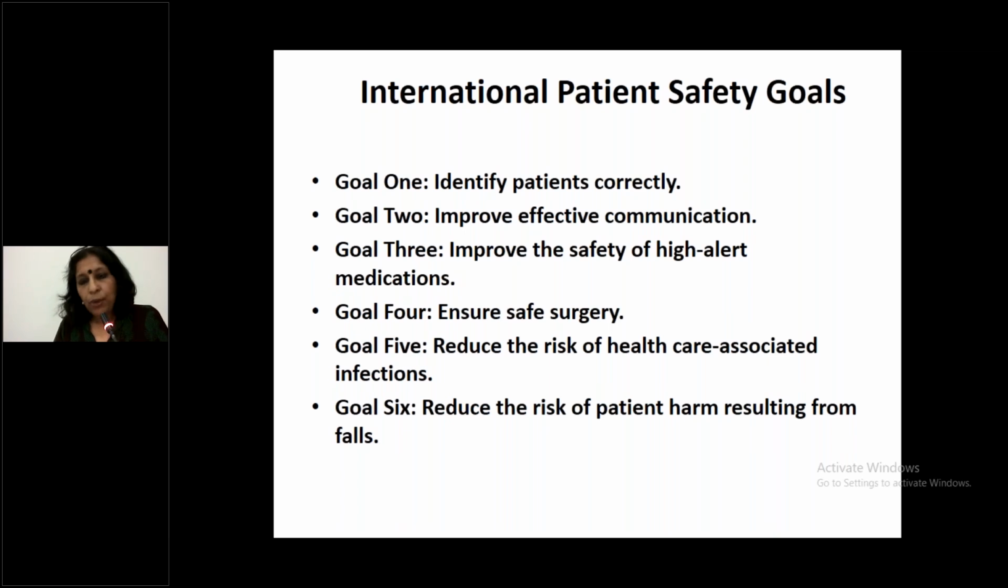I talked about high alert medications, which is goal 3. Goal 4 is safe surgery. I'm sure you all already had sessions about that. Goal 5 is reducing the risk of healthcare associated infections.